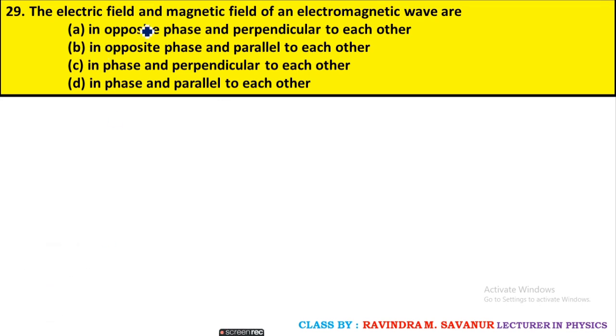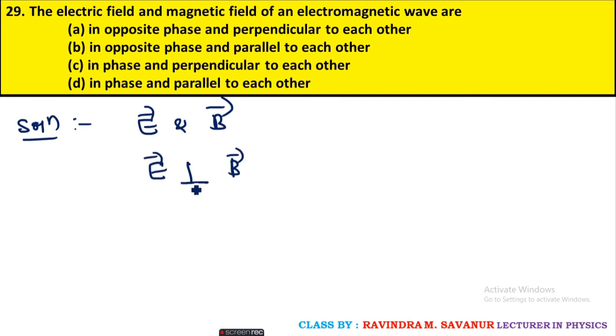The electric field and magnetic field of an electromagnetic wave are... So in the discussion of electric field and magnetic field, as they propagate in the medium, both are in perpendicular directions. Answer is in opposite phase. Perpendicular to each other.